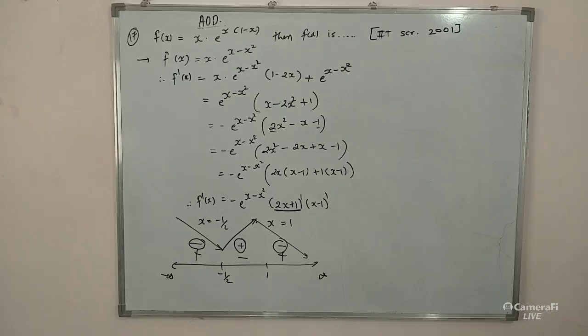So option A is correct. Option A is given as increasing on minus 1 by 2 to 1. So the function is increasing there, right?